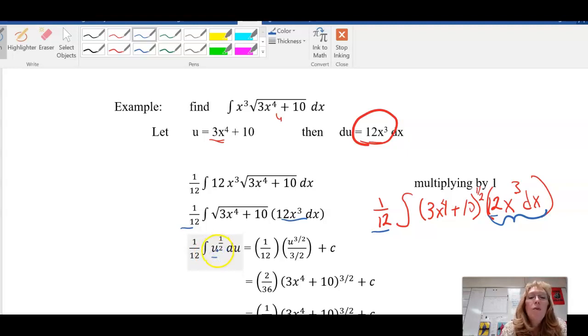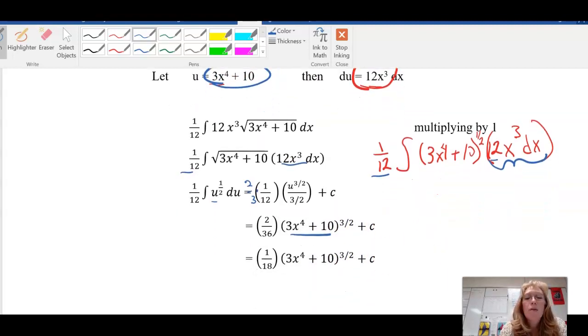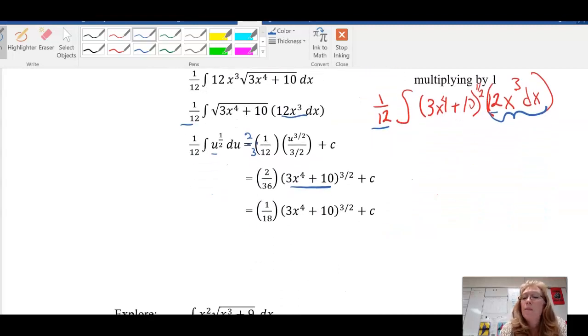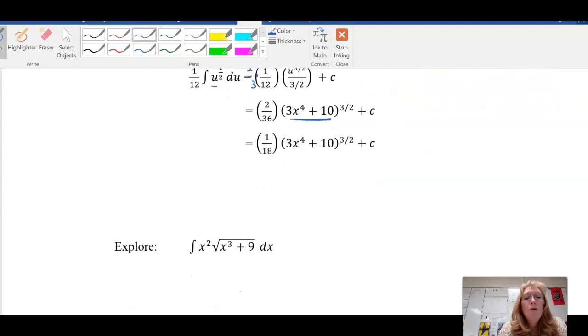Well, u to the 1/2, the antiderivative is u to the 3/2, well, that's divided by 3/2, but we know we can't divide by fractions, so we're going to multiply by 2/3, which gives us 2 over 36. I'm going to replace my u with its value, the 3x to the 4th plus 10 to the 3/2 plus c. And then all I'm going to do here is reduce the 2 over 36 to 1/18. All right, try yours.